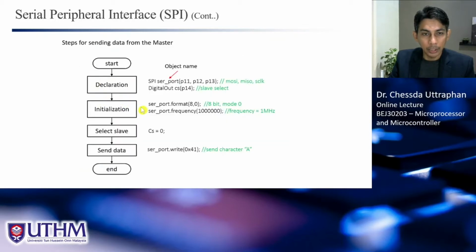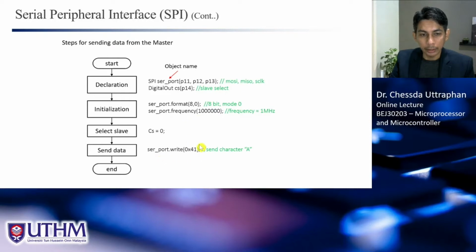And this is how we set up the operation at the sender. We need to set the pin for the transmission, and the pin to select the slave, and this is the format to select the mode. And also the clock frequency needs to be specified. So if we want to set our clock frequency at 1 megahertz, this is how.